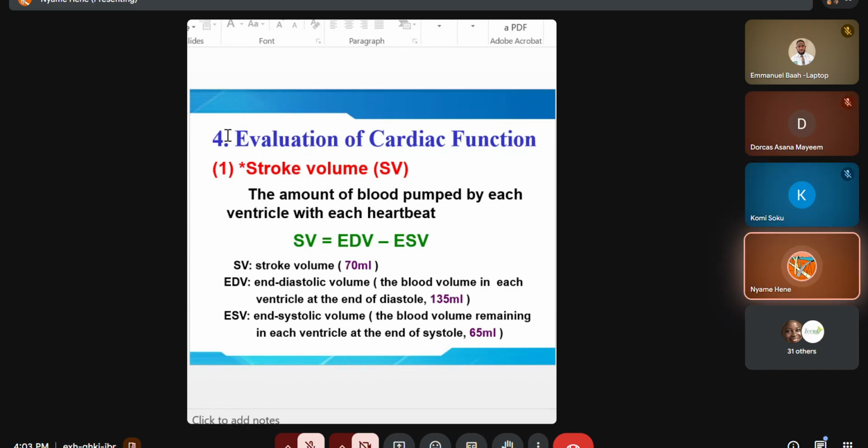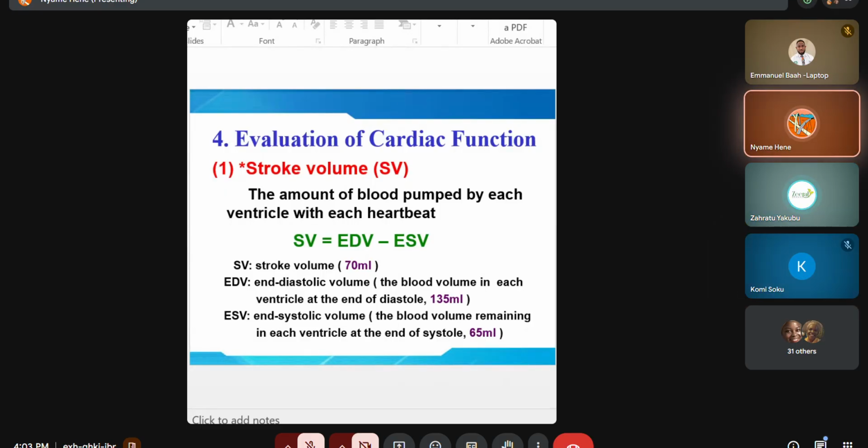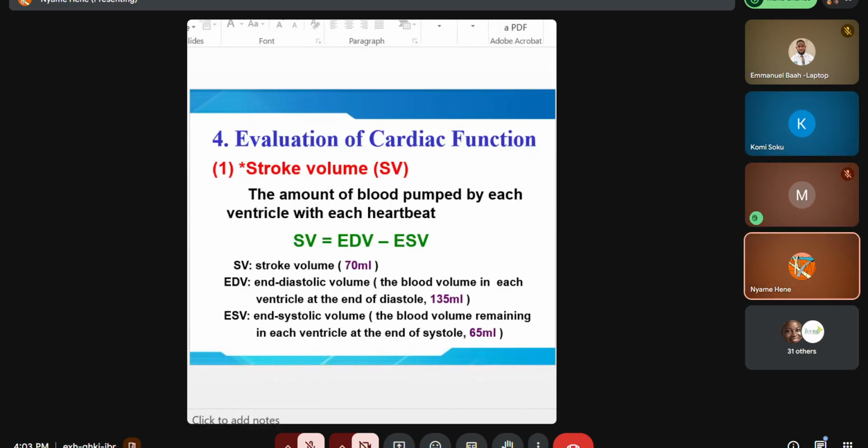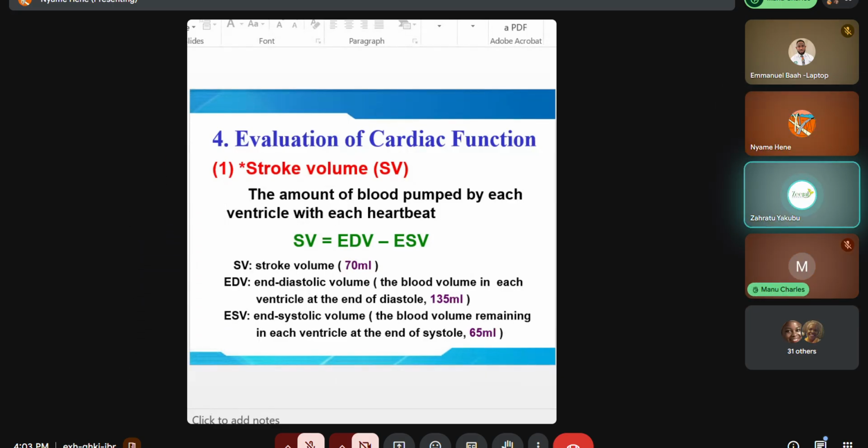All right, Madam Zara too, Yakubu, your hand is up. But Mr. Komi, please, do you understand the explanation? Yes, sir. All right, that's the most important.